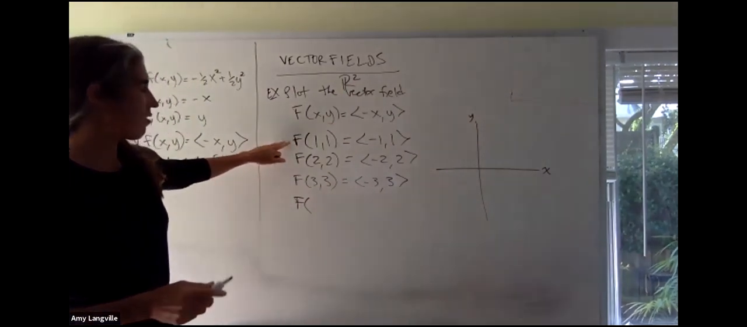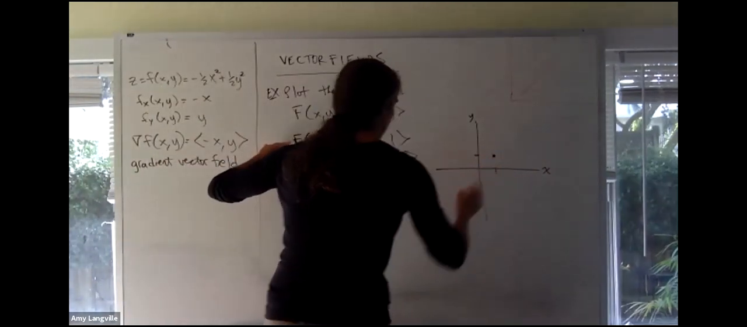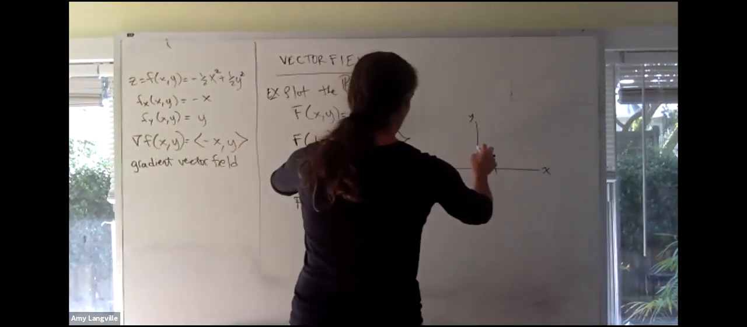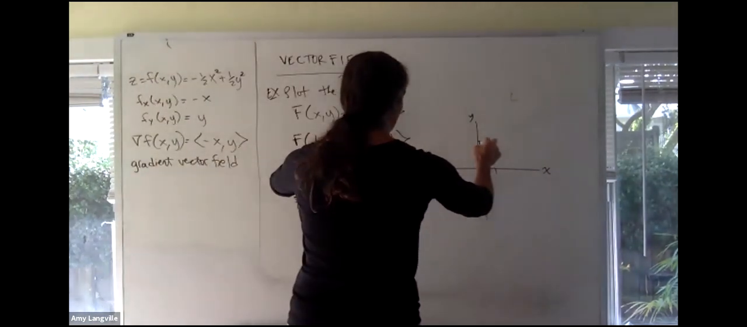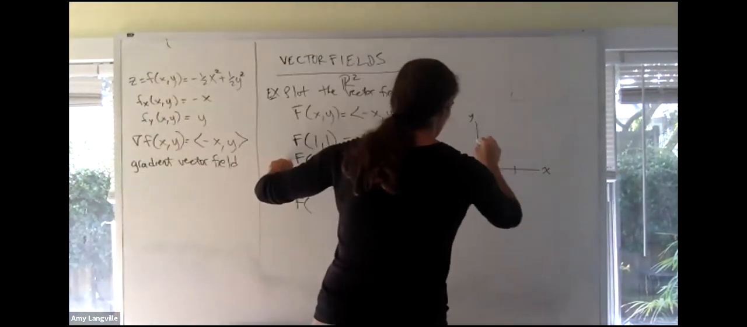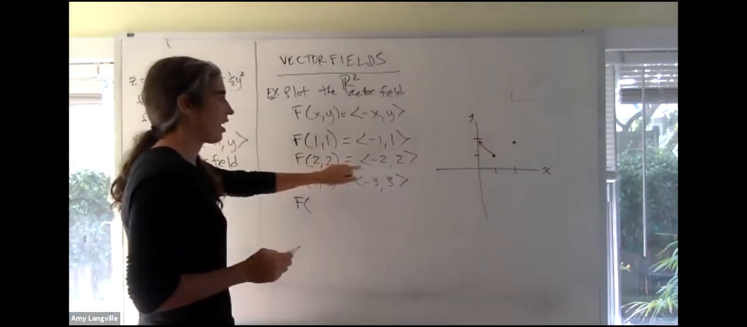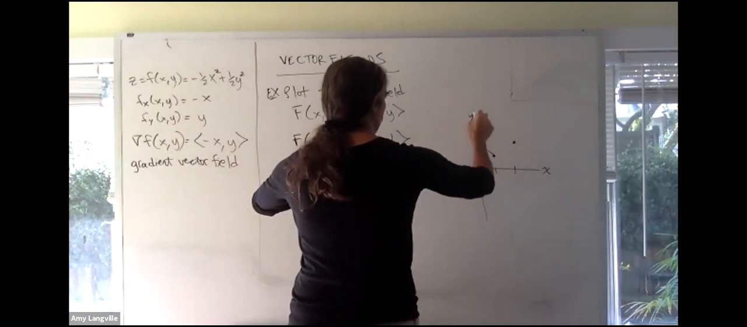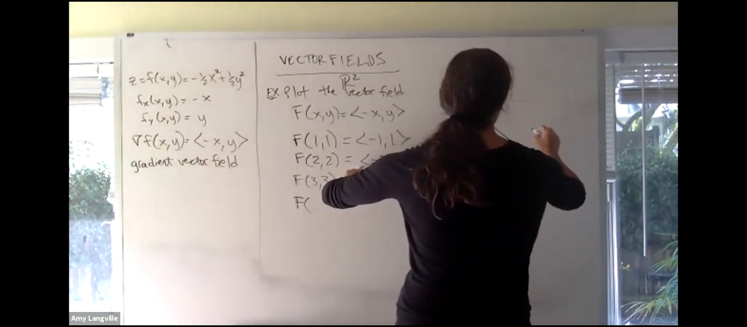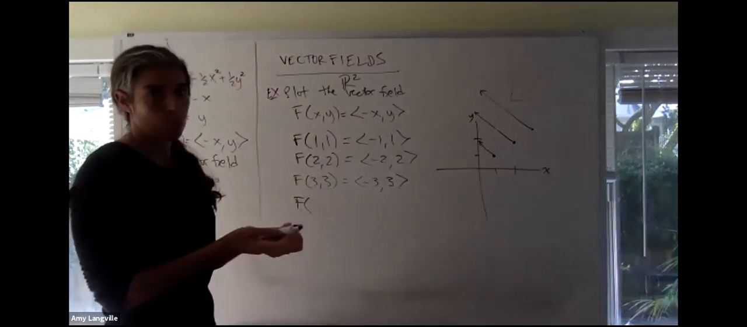So when I graph f at 1, 1, I go to the point 1, 1. That's our input. The output is a vector, negative 1 in the x direction and 1 in the y. So pointing that way. At the point 2, 2, I start here now. I go negative 2 in the x, positive 2 in the y. I have this vector. And we can see this pattern, right? But those are just the few that I tried. There's infinitely many points I should consider.